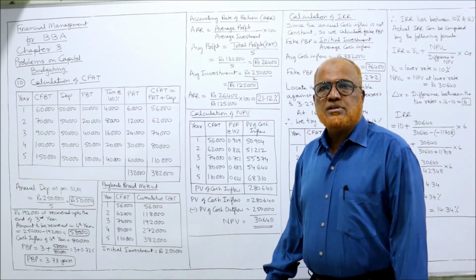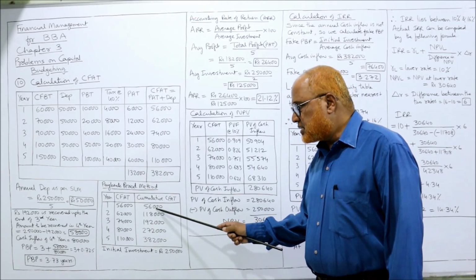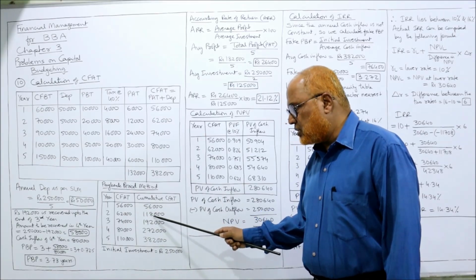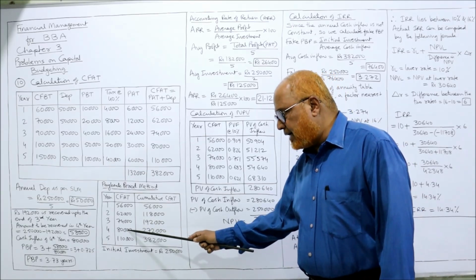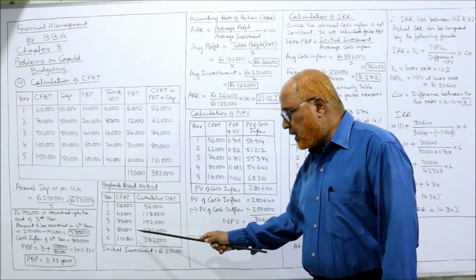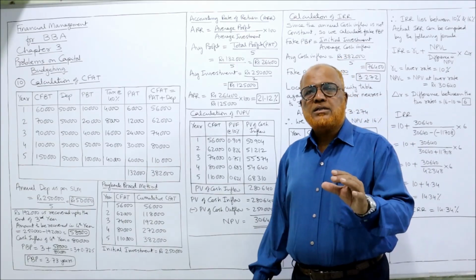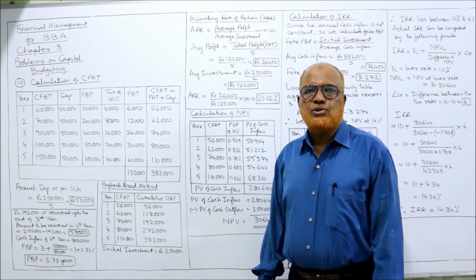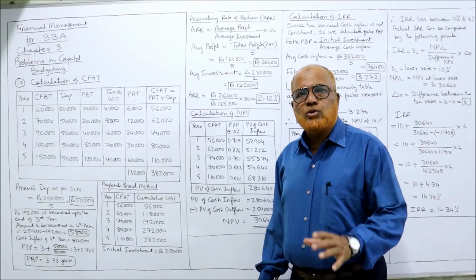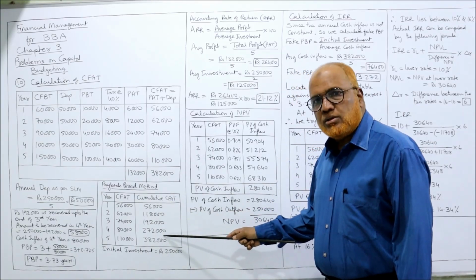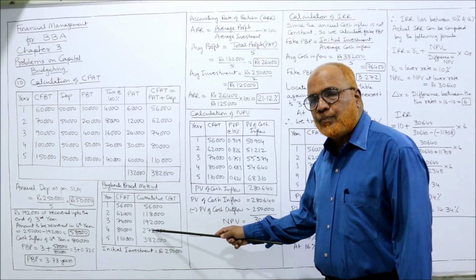Now, cumulative CFAT, cumulative cash inflows. So first year 56,000 same. So 56,000 plus 62,000, 1,18,000. 1,18,000 plus 74,000, 1,92,000. 1,92,000 plus 80,000, 2,72,000. Plus 1,10,000, 3,82,000. These are the cumulative. Now locate in the cumulative cash inflows 2,50,000. Our cash outflow is 2,50,000. So locate 2,50,000. We don't have 2,50,000. We have 1,92,000 and 2,72,000.